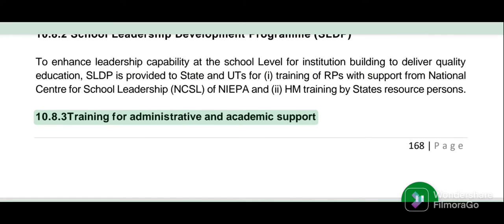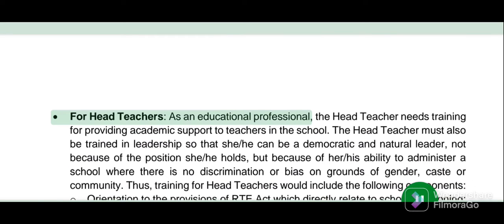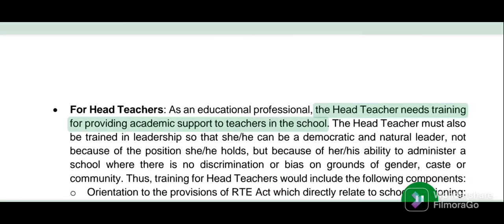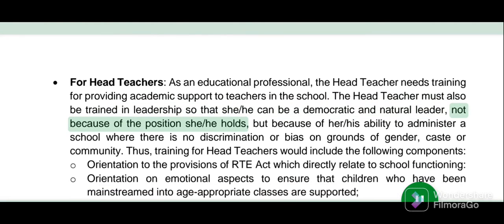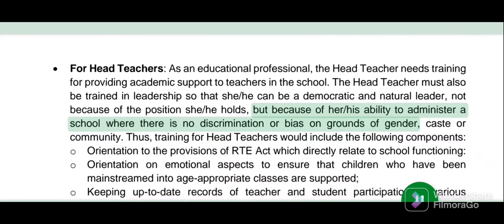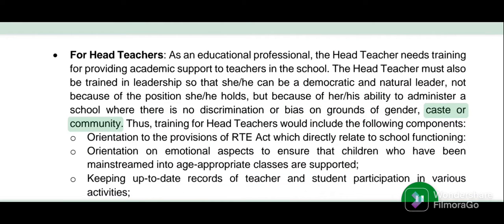10.8.3 Training for Administrative and Academic Support. For head teachers, as an educational professional, the head teacher needs training for providing academic support to teachers in the school. The head teacher must also be trained in leadership so that he can be a democratic and natural leader, not because of the position he holds, but because of his ability to administer a school where there is no discrimination or bias on grounds of gender, caste or community.